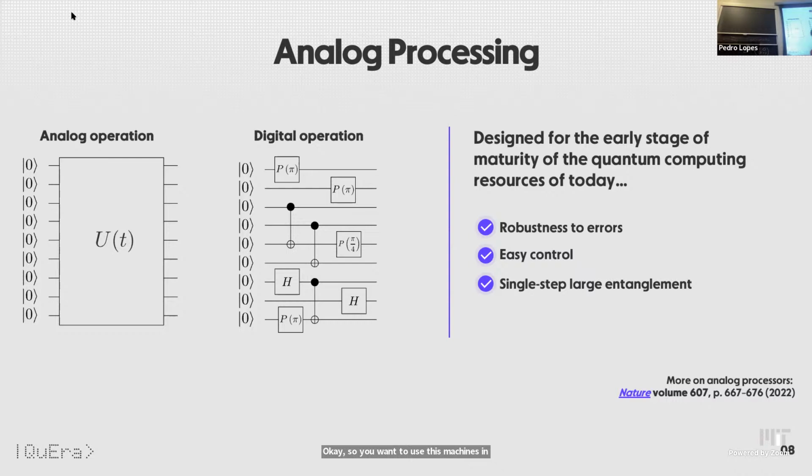And this analog mode is more economic. It allows for easy control because you're controlling everybody at the same time with few channels. And it allows for things like single-step entanglement, so preparation of large entangled states all at once.